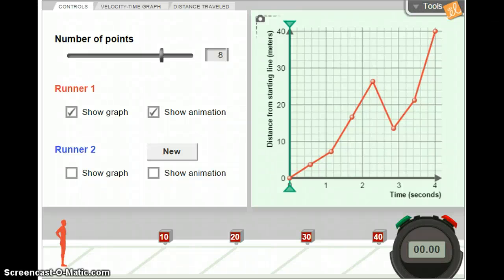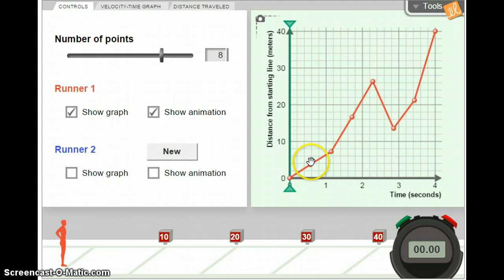I think it's important to take a look at this particular simulation as it is central to the way in which I wind up introducing the idea of objects in motion. We have an animated runner down here in the corner in red. We've got a graph that shows distance from the starting line and time in seconds. These are things I'll take some time to explore with my students.